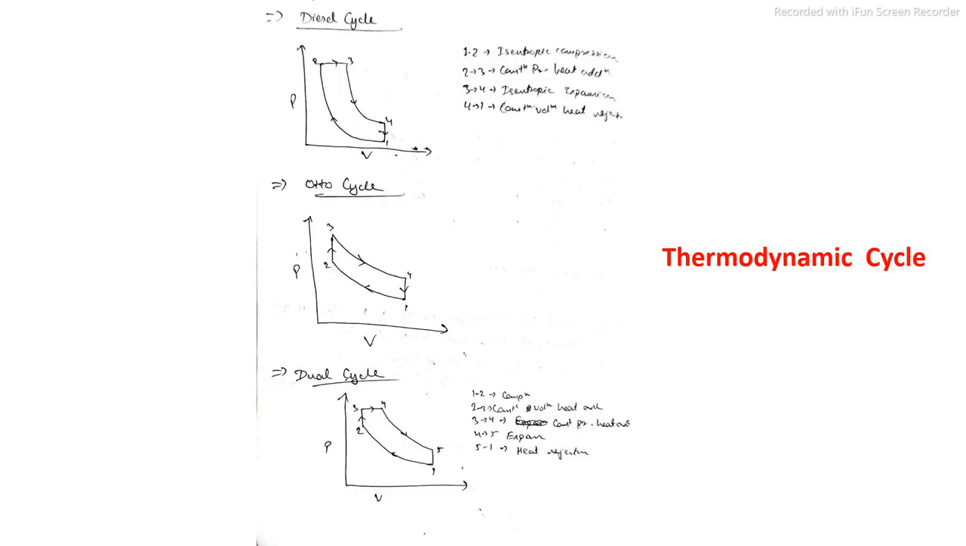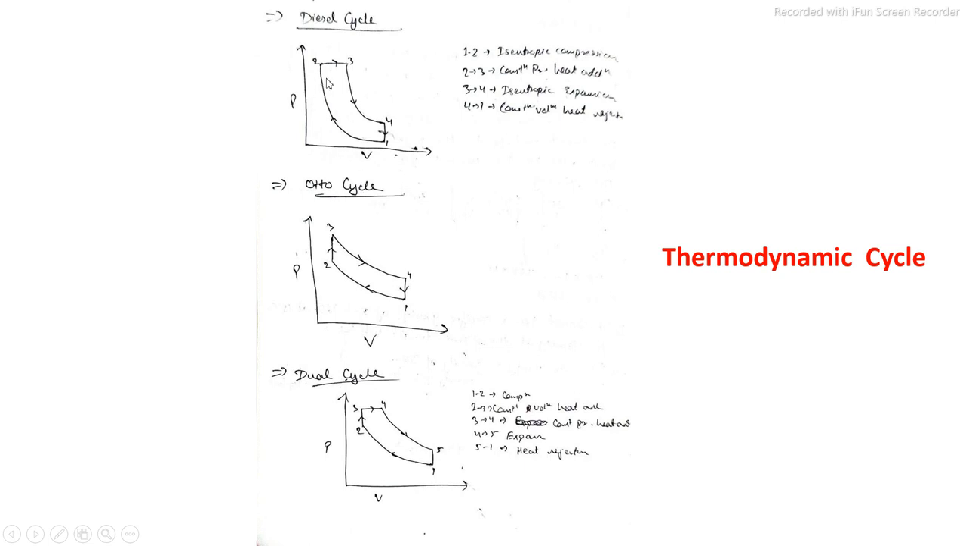So let's start. These are the important topics which you need to focus on because they have been asked in the Synergy exam repeatedly. The first is the thermodynamic cycle. We have three thermodynamic cycles, that is the diesel cycle, Otto cycle, and the dual cycle. So you can see the PV diagram.